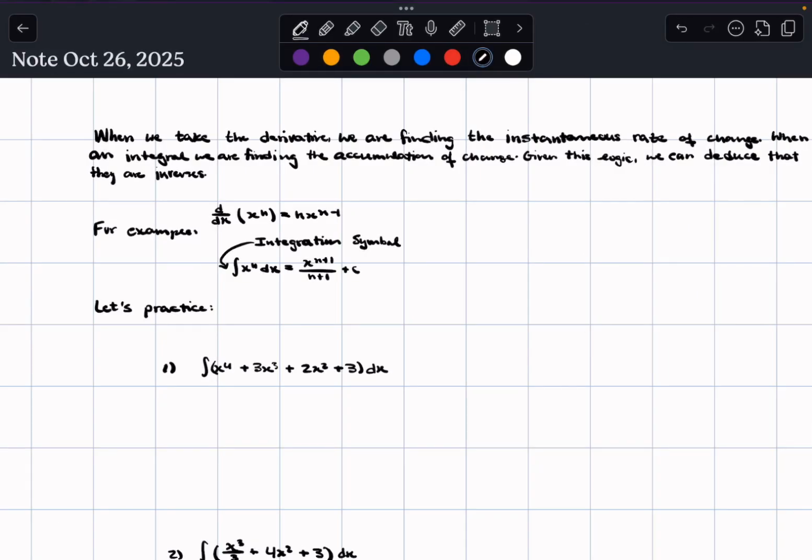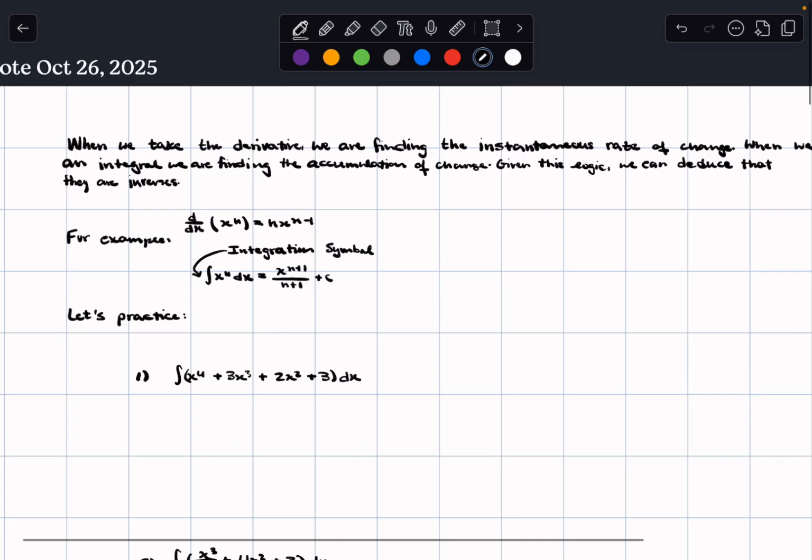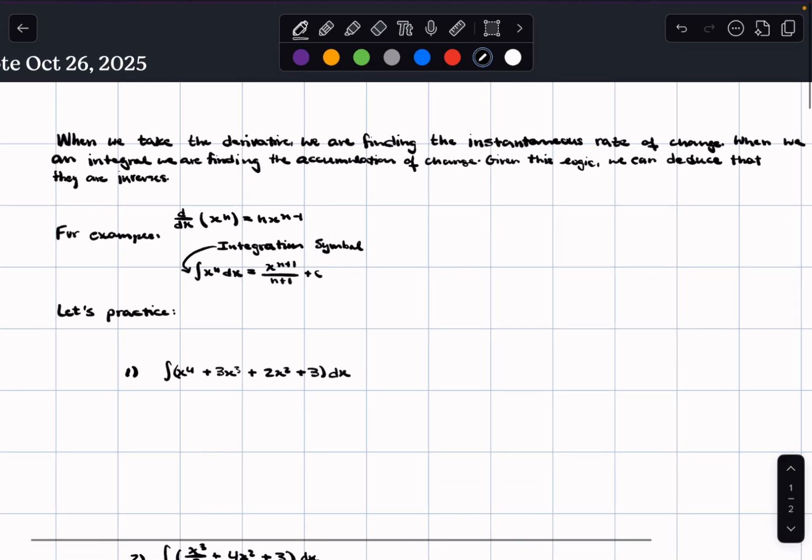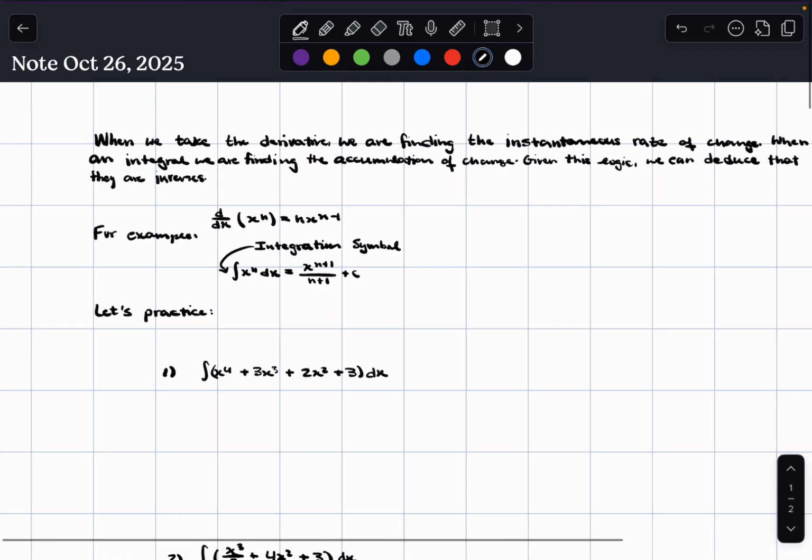Welcome back to Calculus 1, and today we're going to move off of the derivative, and we're going to start with integrals. So when we take the derivative, we're finding the instantaneous rate of change, but when we take the integral, we're finding the accumulation of change. So when we're given that logic, we can deduce that they're inverses.